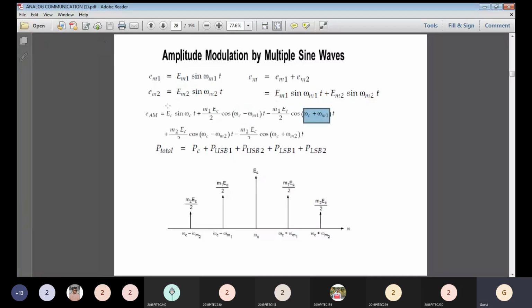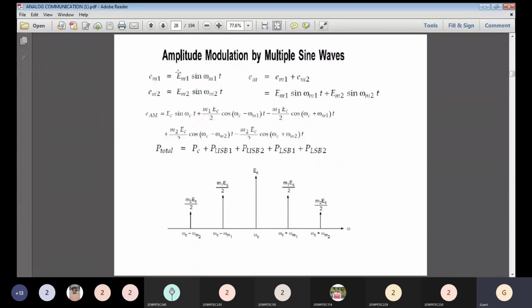In a normal AM waveform, we have only three terms. But here, along with these three terms, two more terms are added. What are the two more terms? The lower and upper frequency terms of the second input message signal. That means the frequency is omega C minus omega M2 T. The next term is omega C plus omega M2 T. So how many terms are here? Five terms are here. Here two input signals are involved.